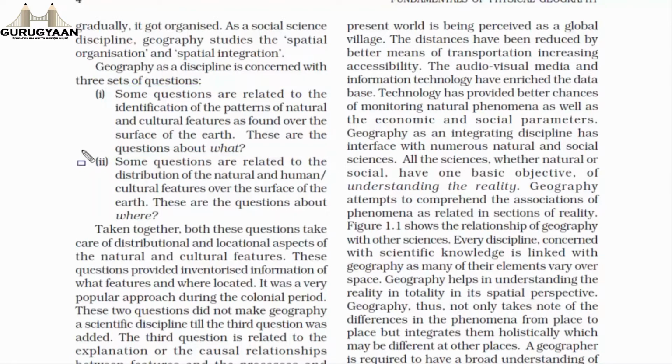Then we have where. By where we mean, where are these variations seen on Earth? We are talking about the distribution pattern of human culture and society on Earth, because when we see a particular place with a lot of population, it immediately speaks a lot about not just the human aspect, but also the land aspect of that place. And it's a known fact that most of the population resides in plain areas rather than rough, hilly terrain. So those sort of questions fall in this category.